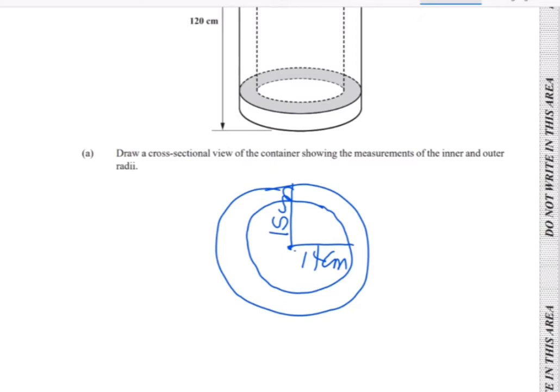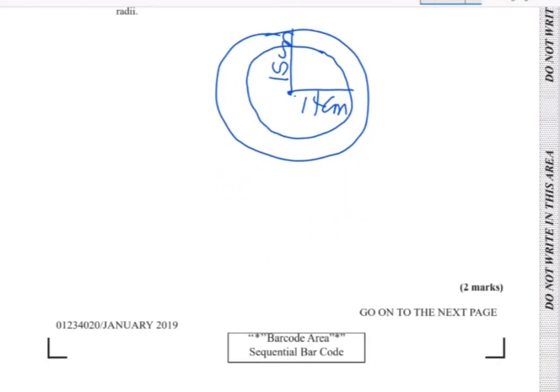Let's see what the next question says. And this is 2 marks. 2 solid marks, easy marks. All right, so let's go to the next one now. It says, show that the capacity of the container is 73,304 cubic centimeters. So we're going to show that the capacity is that.